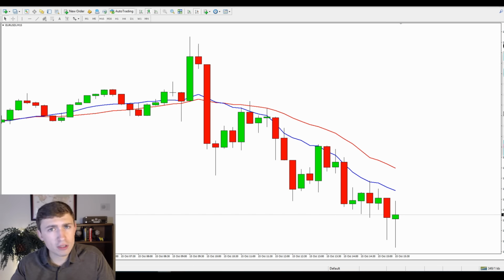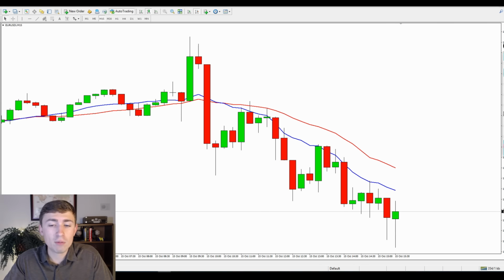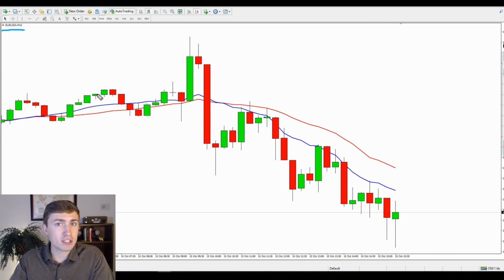So we're going to primarily be looking to use some sort of pullbacks with this sort of strategy. But there are some ways that we can technically look for these setups. You can see on the chart, I'm looking at a Euro USD chart on the 15-minute time frame. I did mention that this is a short-term trading strategy or concept for you to consider. So we're looking at Euro dollar on the 15-minute chart, and we have these two moving averages.